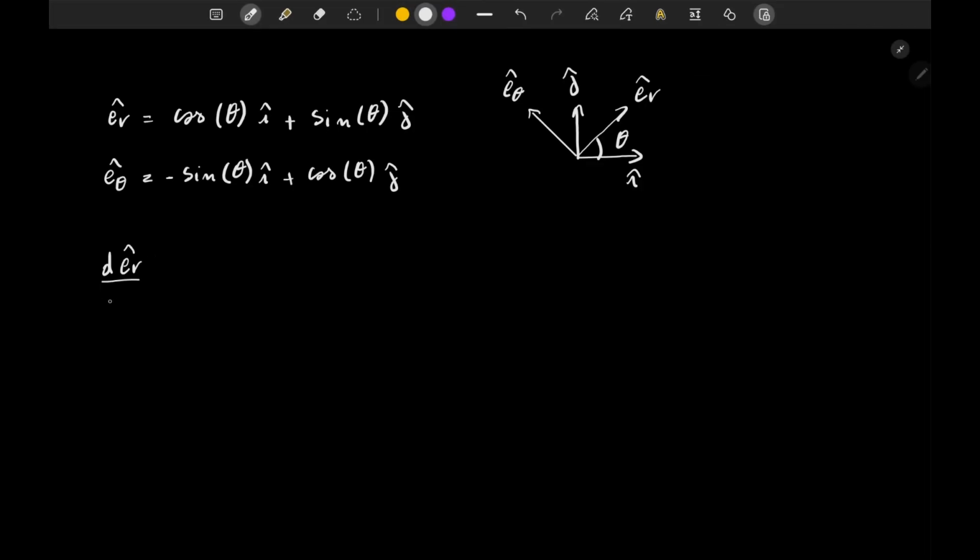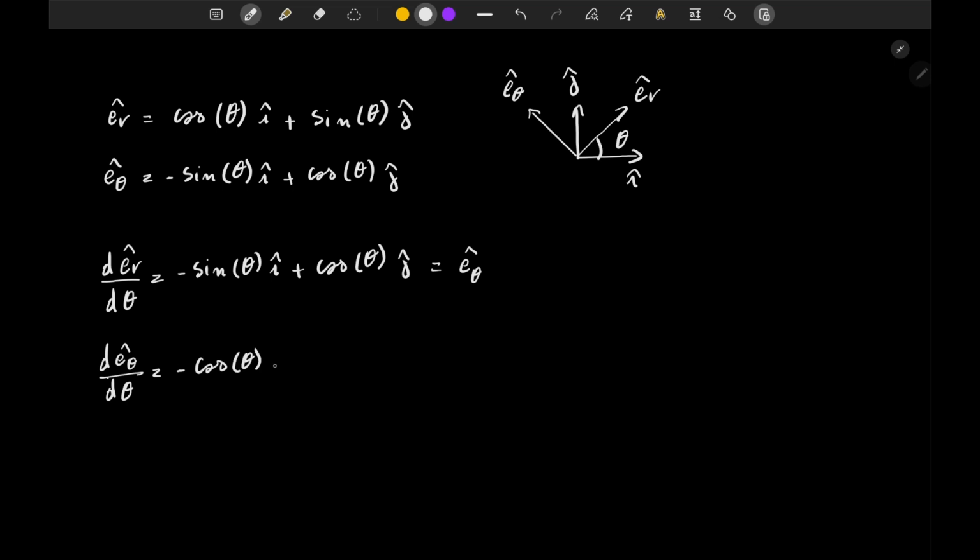Recall that e_r equals cosine theta i plus sine theta j, and e_theta equals minus sine theta i plus cosine theta j. Also, notice that the derivative of e_r with respect to theta is just equal to e_theta, and the derivative of the vector e_theta with respect to theta is equal to minus e_r. This result will be used extensively in the next steps.